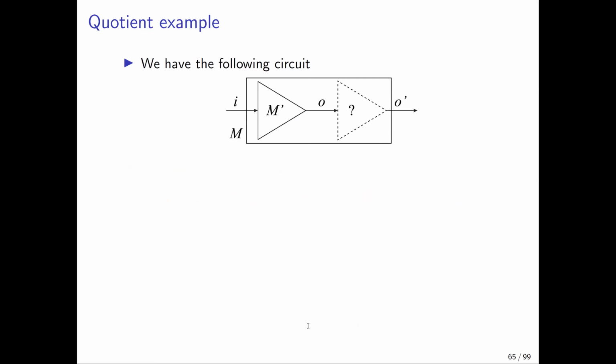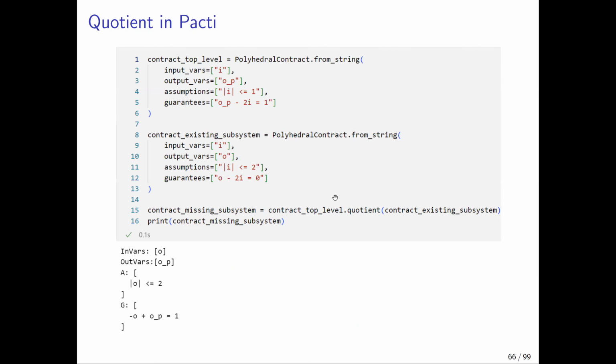And again, if we use Pacti, there is a one-to-one mapping between the previous slide and what we give the tool. So in the case of Pacti, here we would say our top level specification is given by this. Our existing subsystem specification is given by this. We take the top level specification, we quotient by the existing specification, and the tool tells us what is the specification of what we are missing.